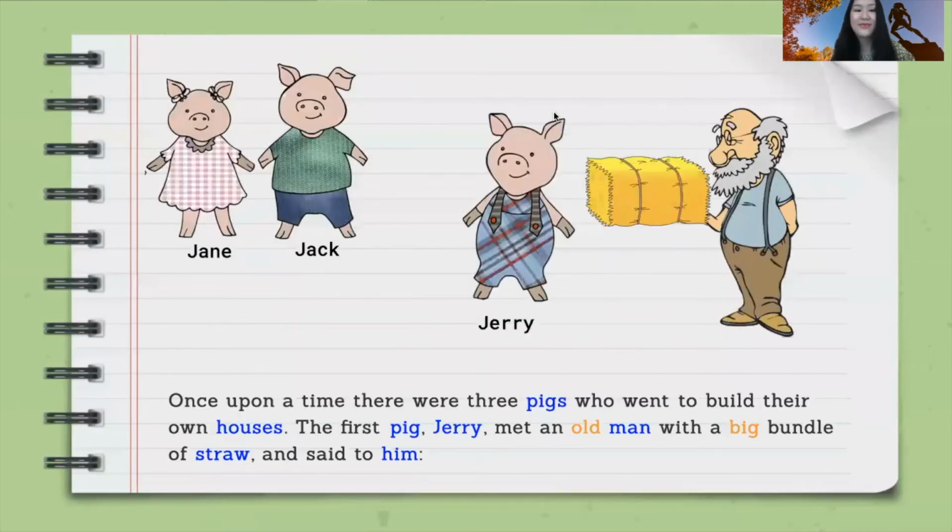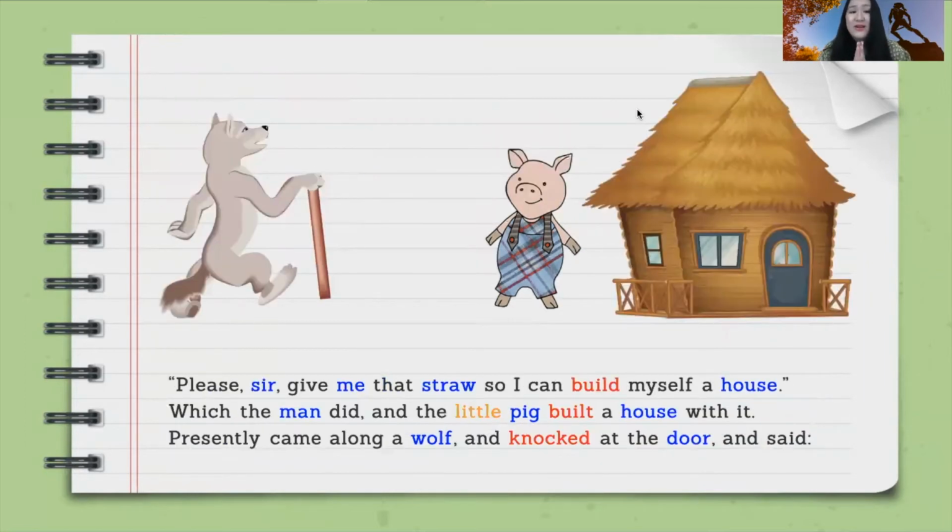Let's get started. Once upon a time, there were three little pigs who went to build their own houses. The first pig, Jerry over here, met an old man with a big bundle of straw and said to him, "Please, sir, give me that straw so I can build myself a house." Which the man did, and the little pig built a house with it.